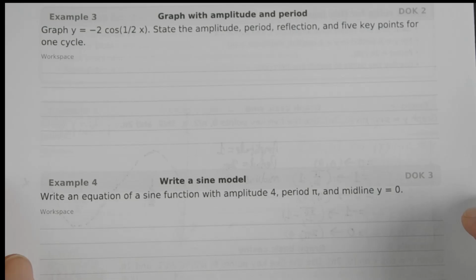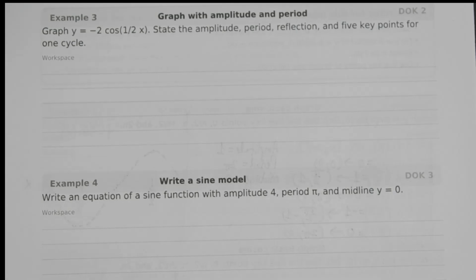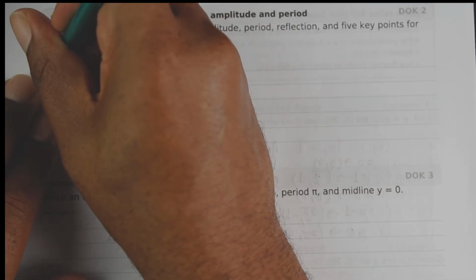Example number 3, graph with amplitude and period. Okay, so y is equal to negative 2 cosine half of x, and then state the amplitude, period, reflection, and key 5 points. Okay, all right, so first of all, I'm going to rewrite the problem down here.